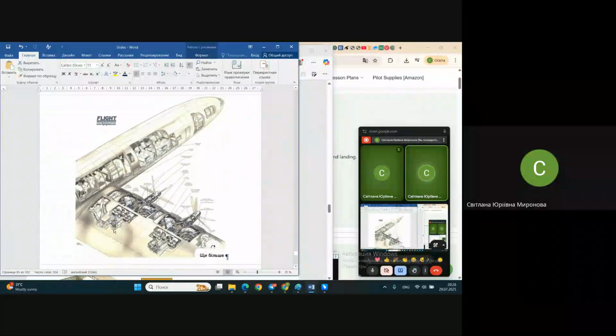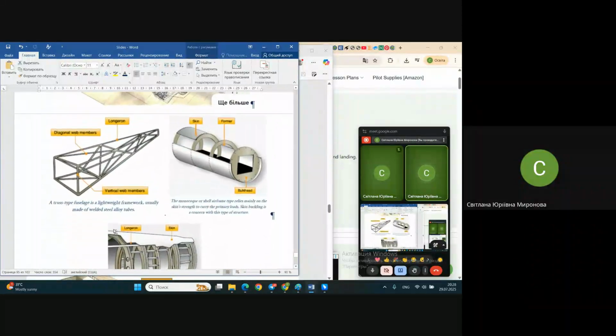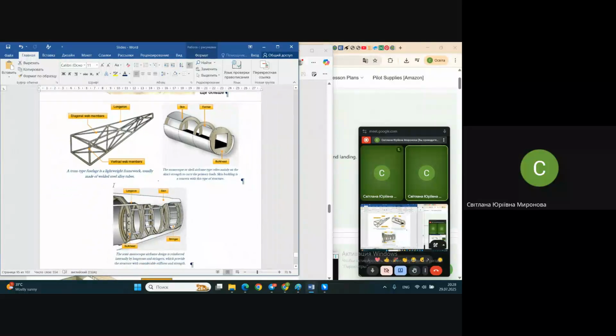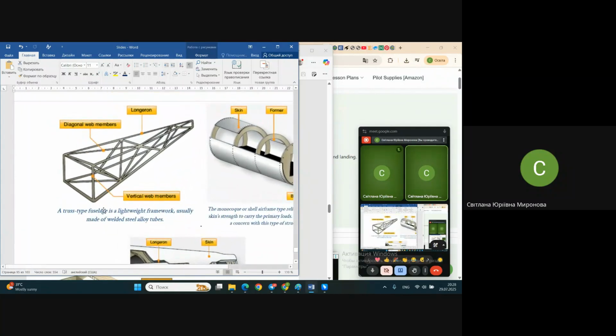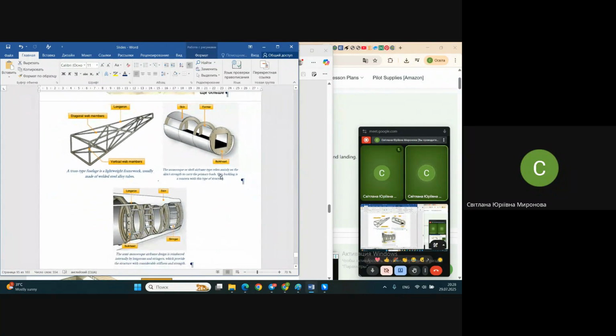Airframe may be of truss-like type, truss type. Here the name is written, you see it. Truss type structure, and it may be a beam-like structure. And those beam-like structures are also divided into some groups.